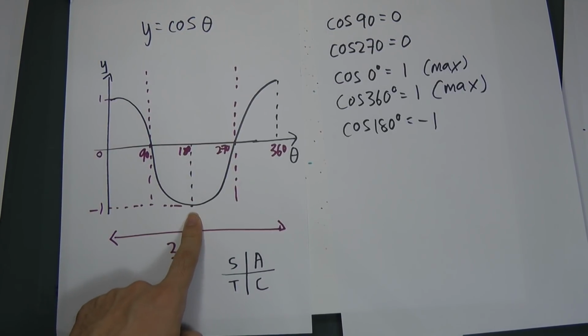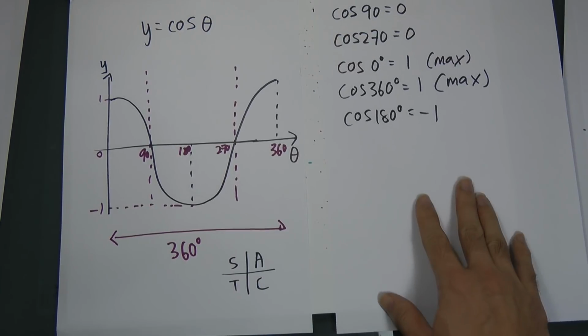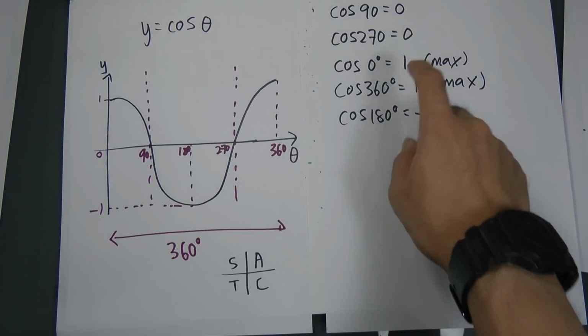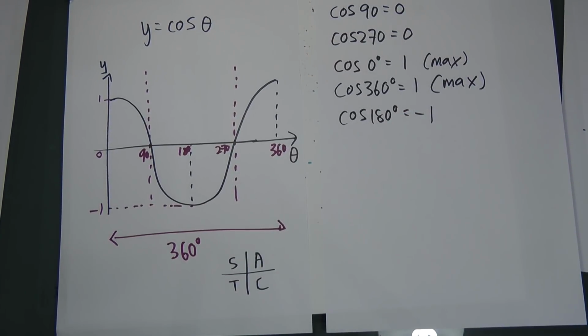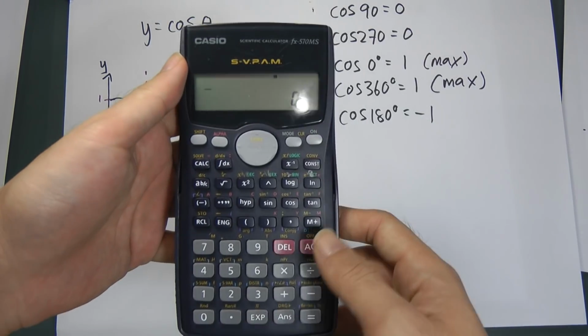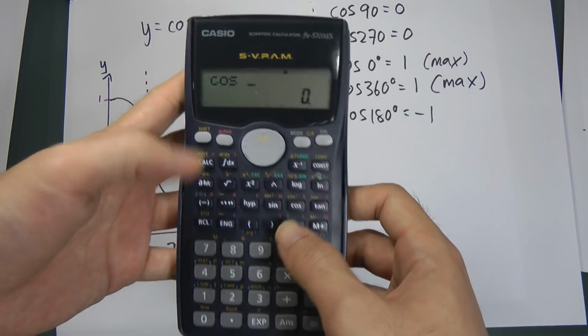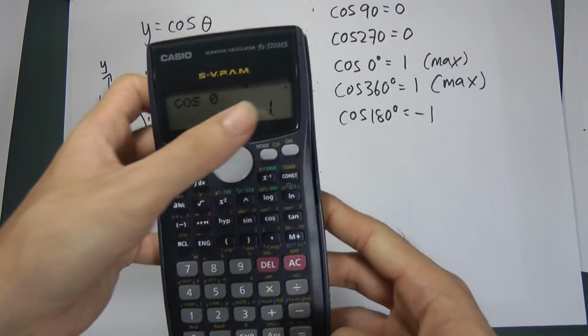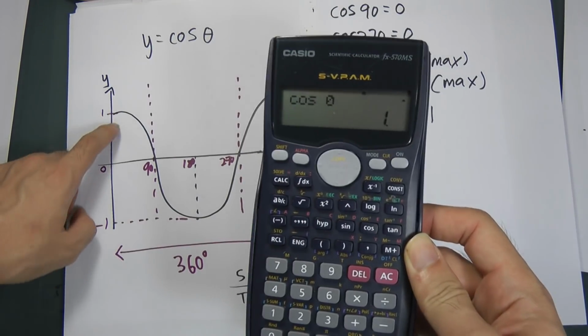Cos 180 will get -1. So all of this value you have to memorize. Let's say in the exam you really forget about this one. Take your calculator, press 1 by 1. For cos, you just press cos 0 equals 1, so you just plot 1 over here.